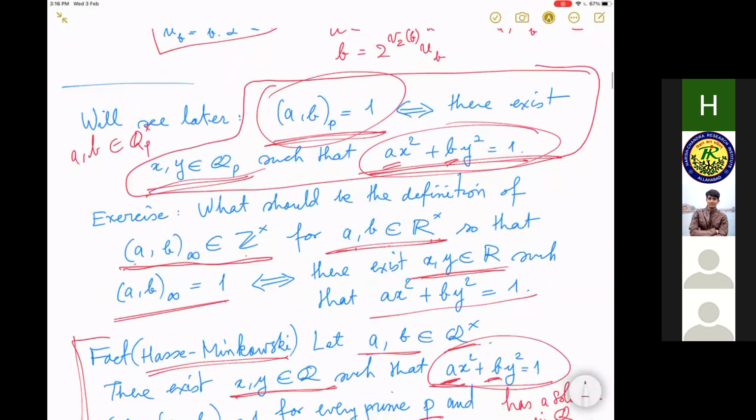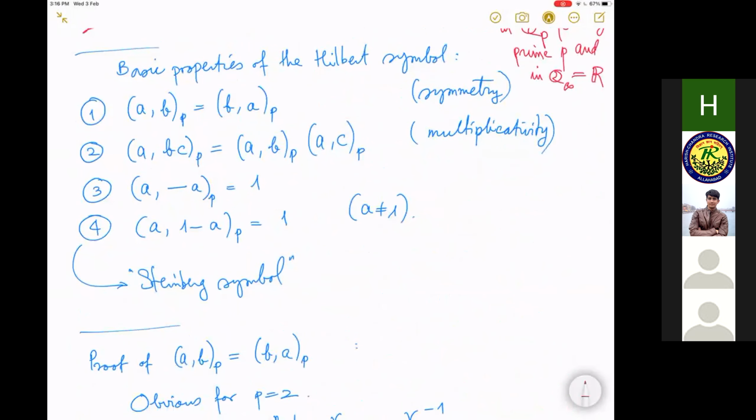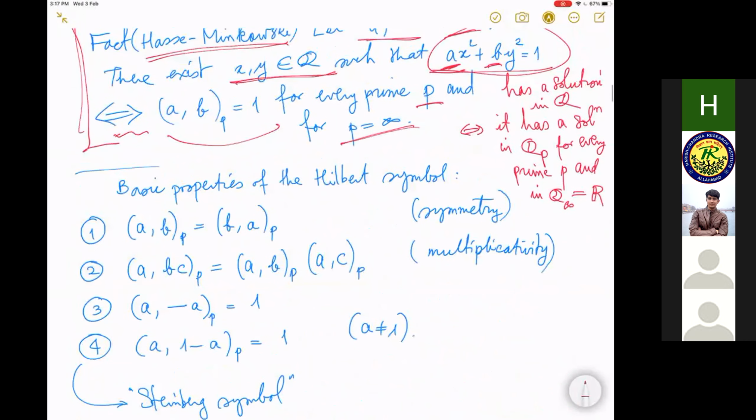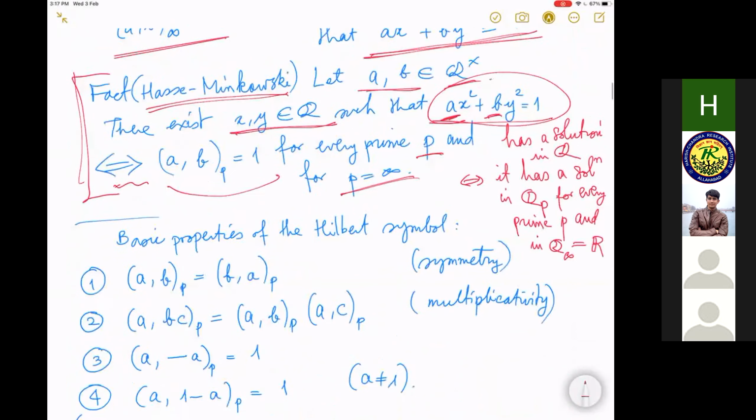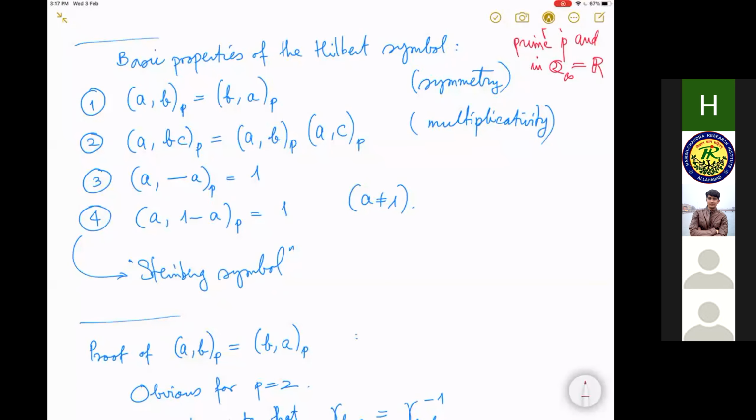Okay, so here are some of the basic properties of the Hilbert symbol. We have defined the Hilbert symbol by an explicit formula, and we have said that the basic reason why it's interesting and useful is that it tells you when this equation is solvable. But before we prove that result, we have to establish some elementary properties of the Hilbert symbol.